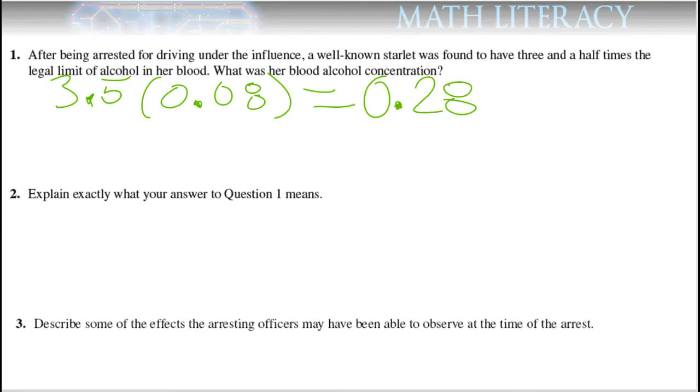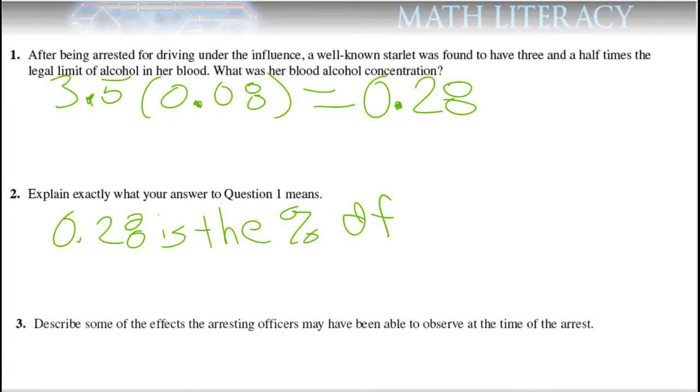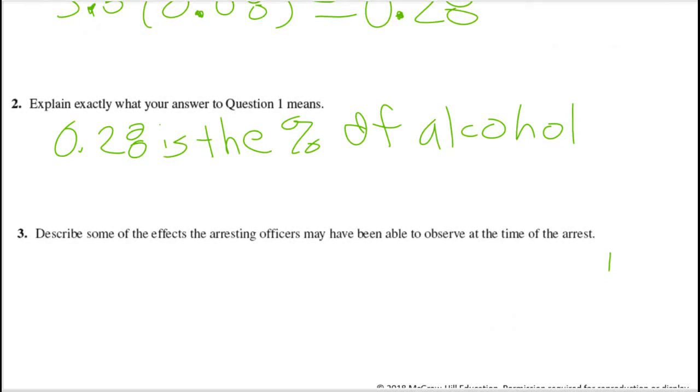Go on to question 2 and restart the video once you're done. So question 1, 0.28 is the percent of alcohol in the person's blood. Okay. Describe some of the effects of having too much alcohol. Once you've done that, come back to the video.